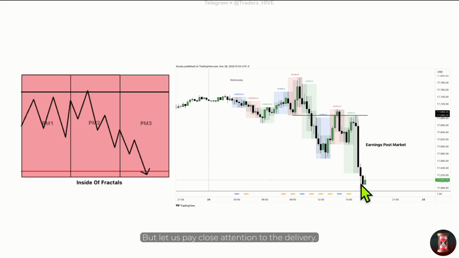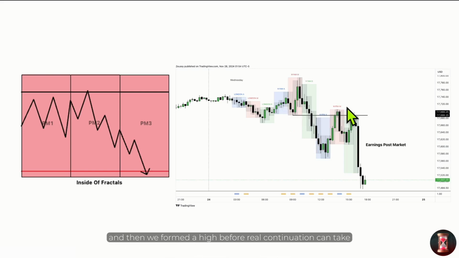But let us pay close attention to the delivery. What I want you to see again is that instead of the New York morning session, its respective low being the absolute low before continuation lower taking place, I want you to see that we first take out the low, form a new low, then reprice higher, taking out the launch cycle high, reaching this old low, which is a bearish breaker, where you see a high, low, higher high, lower low.